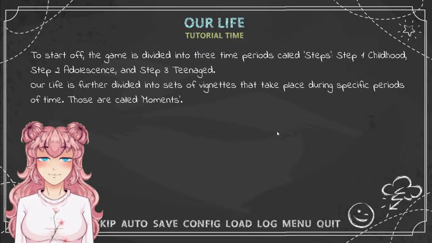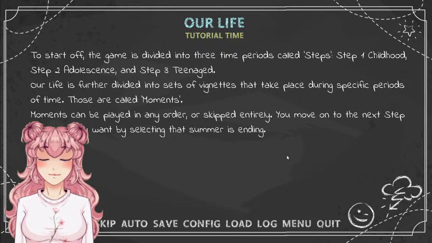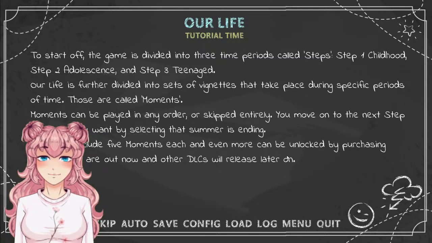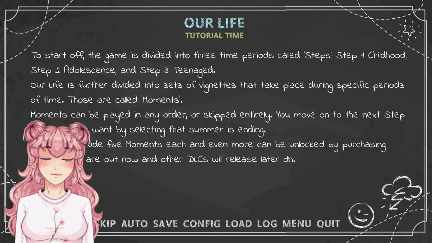Our life is further divided into sets of vignettes, we'll say, that take place during specific periods of time. Those are called moments. Moments can be played in any order or skipped entirely. You move on to the next step whenever you want by selecting that summer is ending. Okay. Steps 1 to 3 include 5 moments each, and even more can be unlocked by purchasing DLCs. Some are out now, and other DLCs will be released later on.